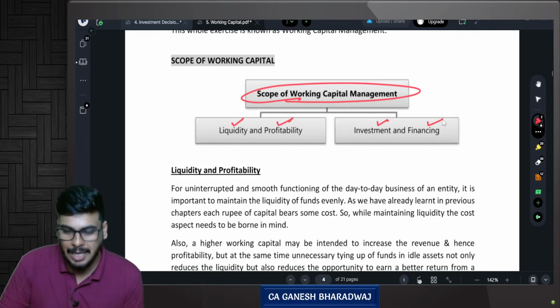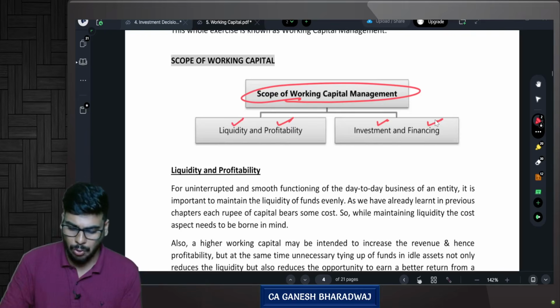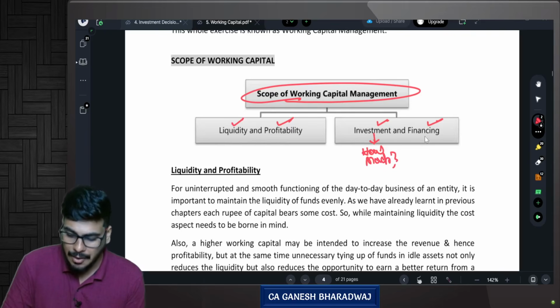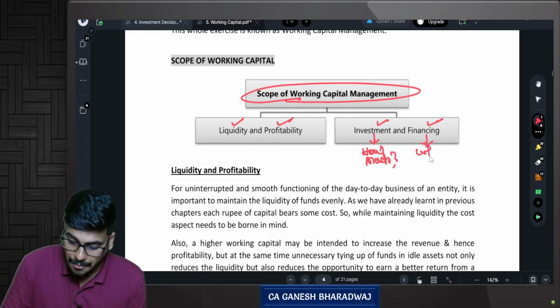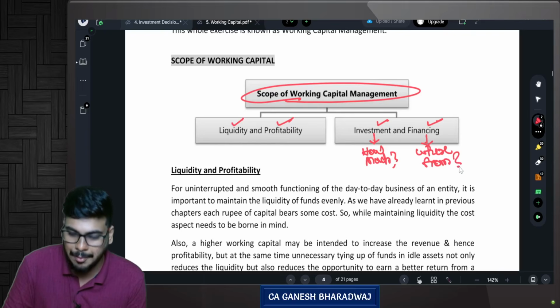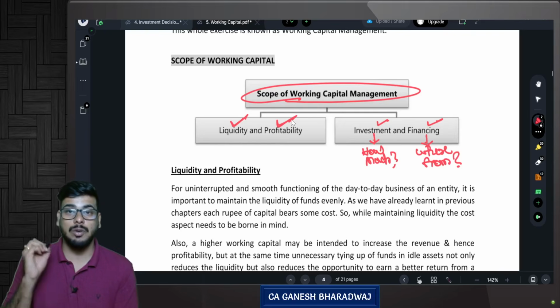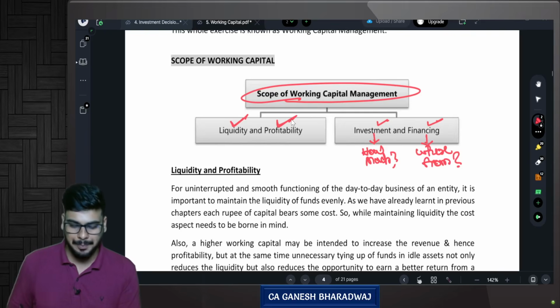Then investment and financing, I told you. Investment talks about how much amount of working capital I need. Financing talks about where from I am going to get this amount. Clear?